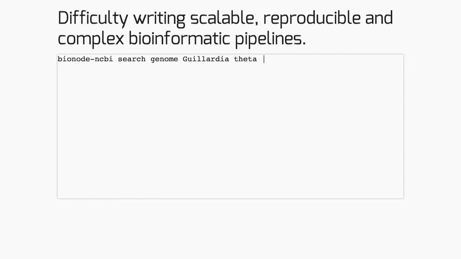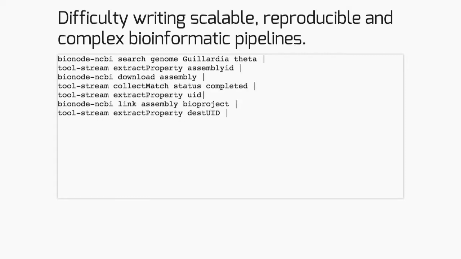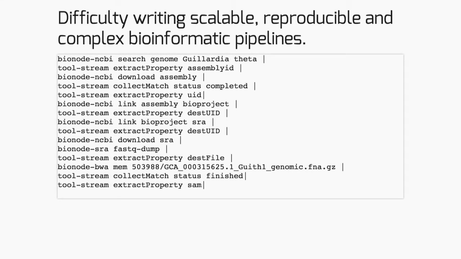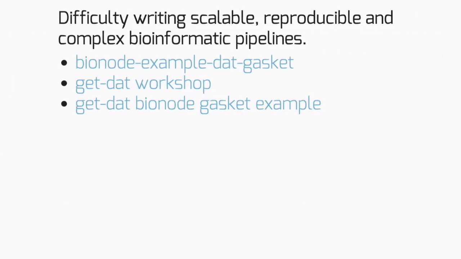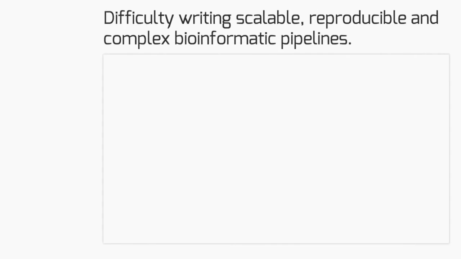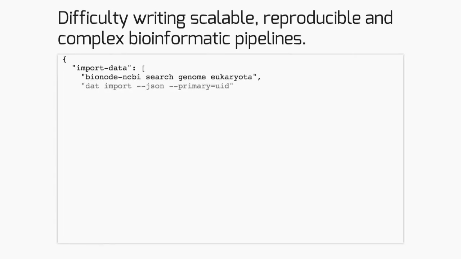So this is the same thing written in Bash. Here I'm searching for a genome, aligning the reads, extracting, storing, and aligning. This is all Bash, just to show that I can do the same thing that I was doing in JavaScript in Bash. If you want to see these examples, you can go to these URLs: that's Gasket, that's Workshop. Gasket is the way to write pipelines in Node.js.